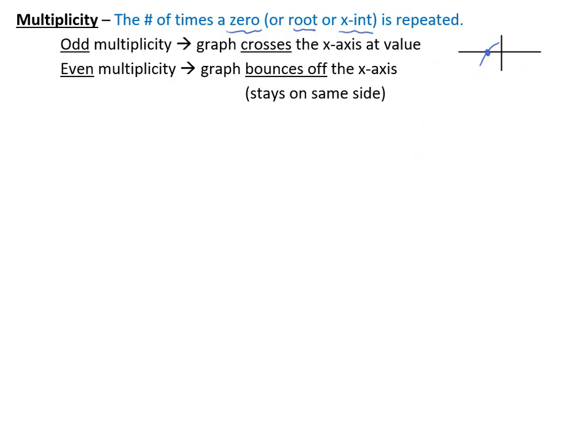However, if we get an even multiplicity, my graph actually bounces off the x-axis. It does not pass through to the other side. So if we had a graph with an even multiplicity at this value, say -1 or -2, it might come from the top or bottom, hit that point and turn around. Anytime it's repeated an even number of times, we'll see it deflect or bounce off the x-axis. It will stay on the same side.